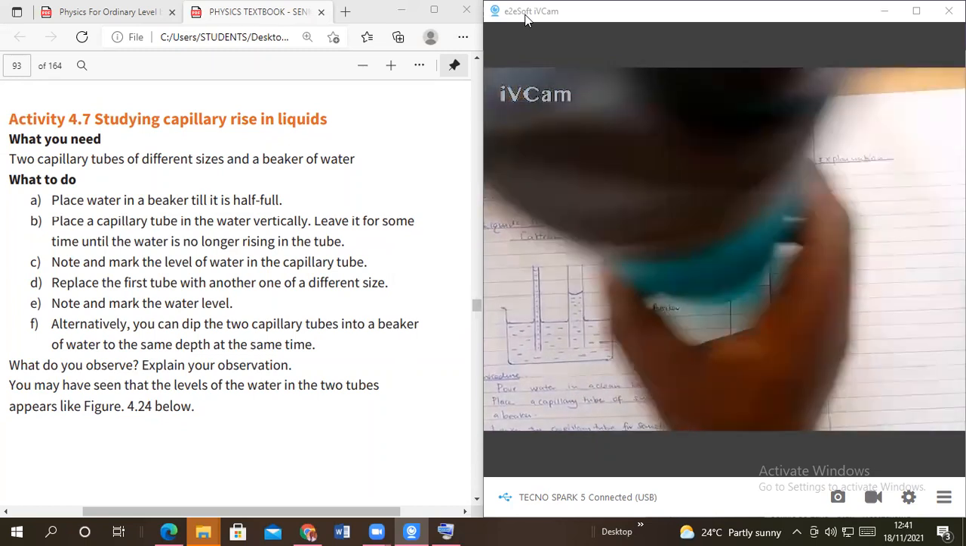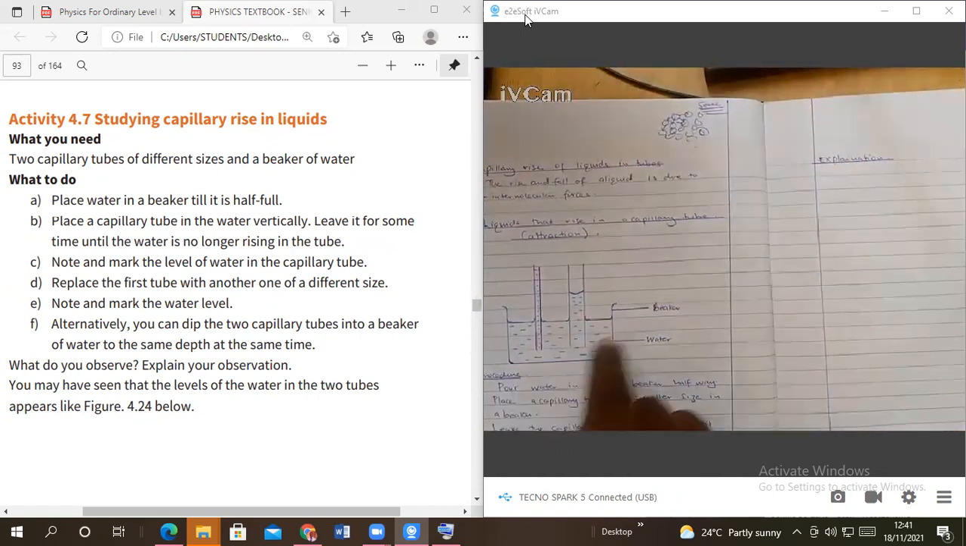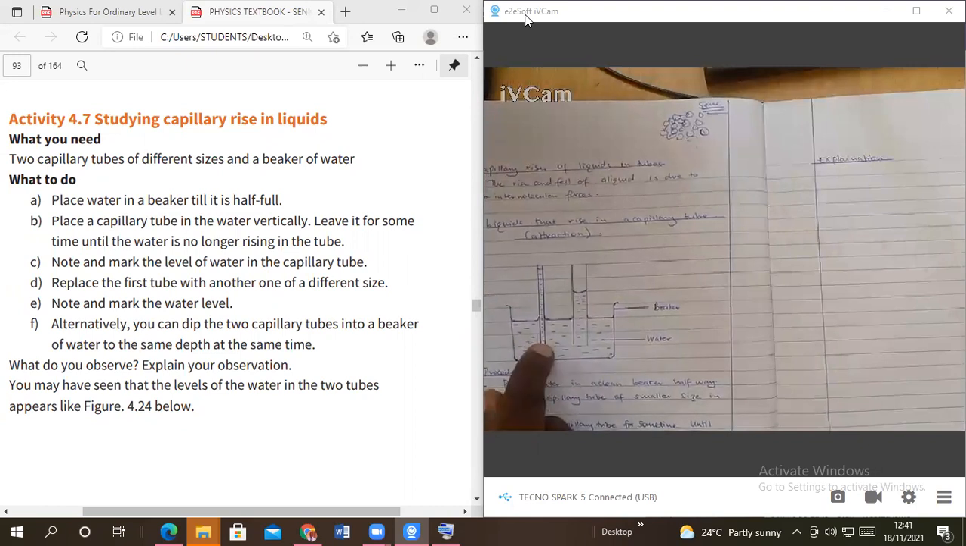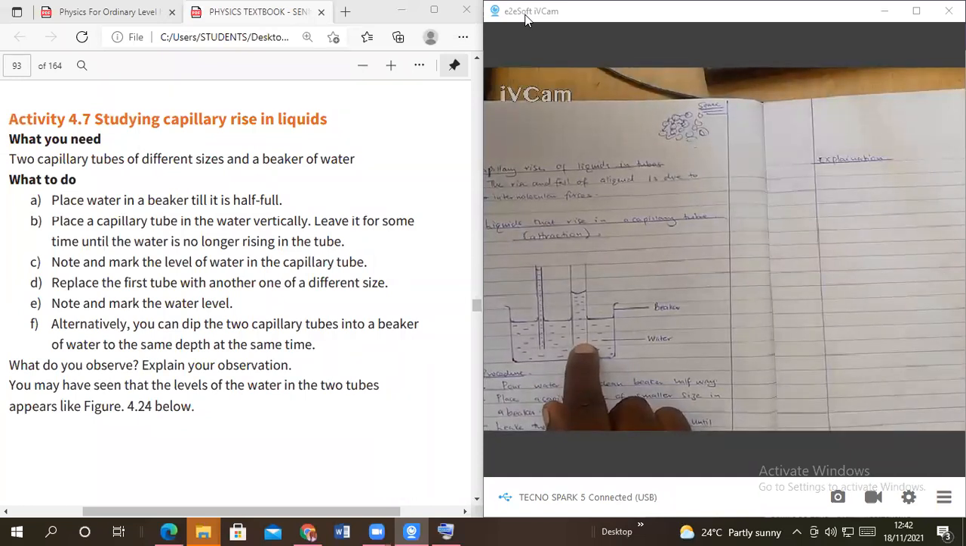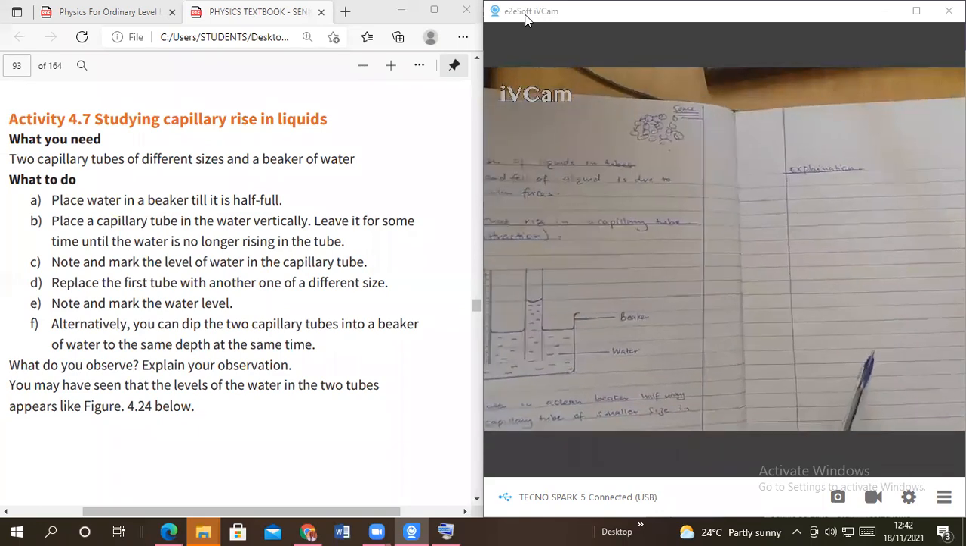So the thing is that in these two capillary tubes, the volume of water that has risen is the same. Same volume. But since their diameters are different, the one with a smaller diameter has a high level of water compared to the one of a larger diameter. Have you understood that? Yes. So the reason is because of the diameter of those two capillary tubes.